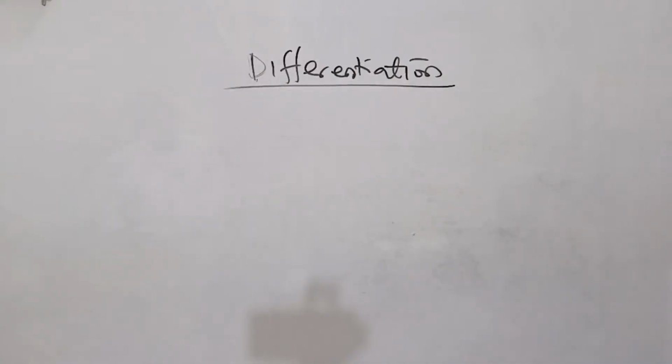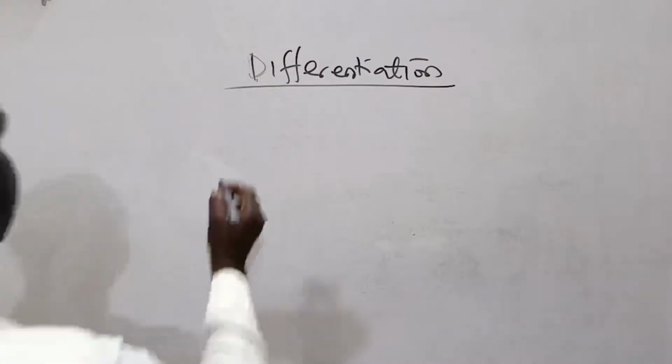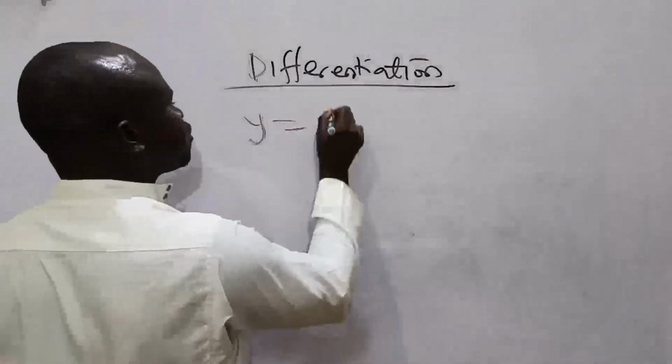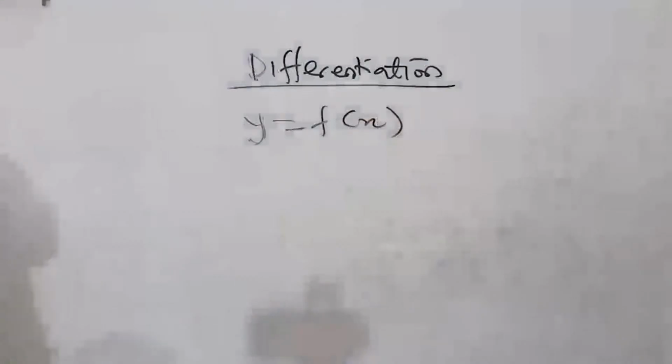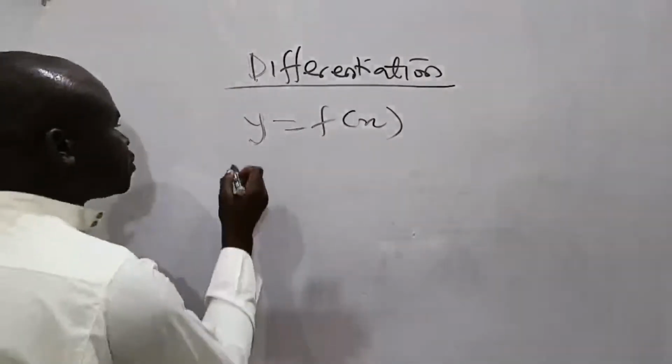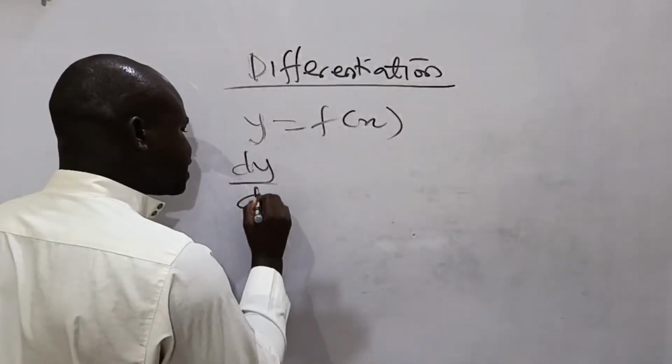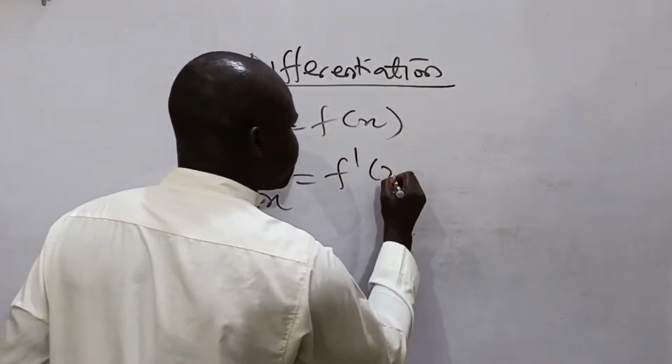That is the differentiation, the process of finding the derivative of the function. So if you have y to be a function of x, okay? If you want to find the slight change in y over the slight change in x, that is the derivative of y with respect to x. What you are trying to say is that you want to differentiate this function. Then we talk about dy/dx, which simply means f prime of x.